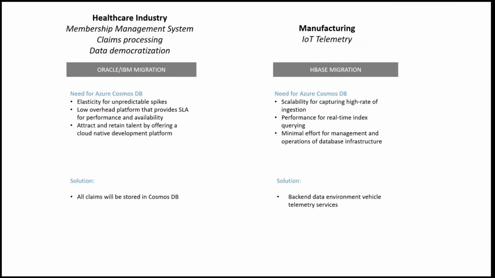The next case study is from the healthcare industry. This was the Oracle IBM migration. Again, the use case here was claims processing and data democratization. So the customer migrated over here. This was a huge enterprise again from the healthcare industry, and the migration was done for SLA availability and performance reasons, and all the claims data for the company was stored in Cosmos DB.